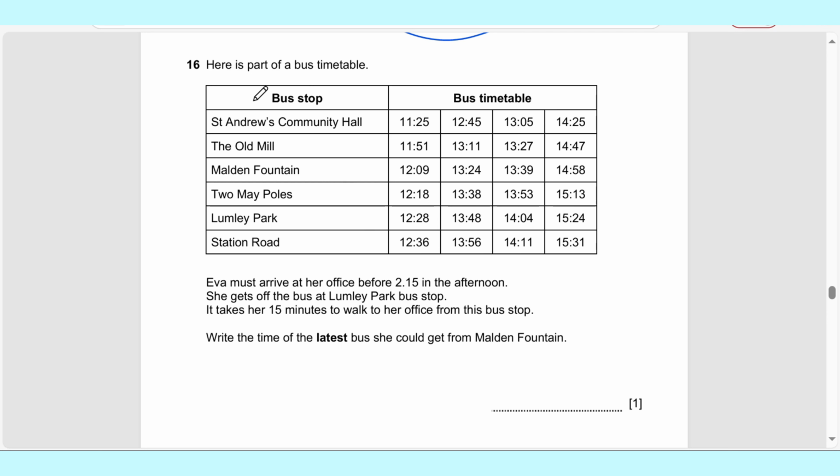Okay, guys, number 16. Here's a part of a bus timetable. The bus stops are the community hall, the old mill, Malden Fountain, Maypole, Lumley Park, station route. Bus timetable is given for each bus stop. Eva must arrive at her office before 2:15 in the afternoon. She gets off the bus at Lumley Park bus stop. It takes her 15 minutes to walk to her office from this bus stop. Alright, so now write the time of the latest bus she could get from Malden Fountain. Timer.